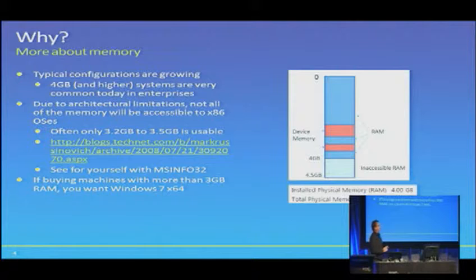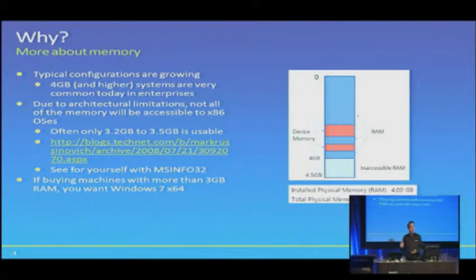So let's dive more into memory and talk about the configuration there. How many of you have a machine today that has 4 gig of RAM or more? Most of you in the room. How many of you are running an x64 OS already? Not quite as many, but still a good number. Pretty soon you're going to start seeing that 4 gigabyte configuration be fairly standard in an enterprise environment. Today that's probably not the case.